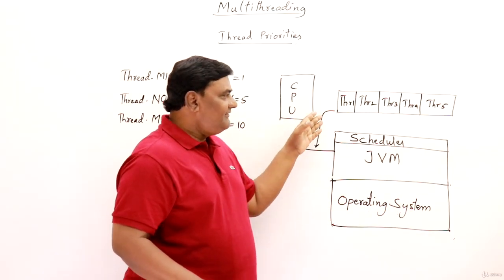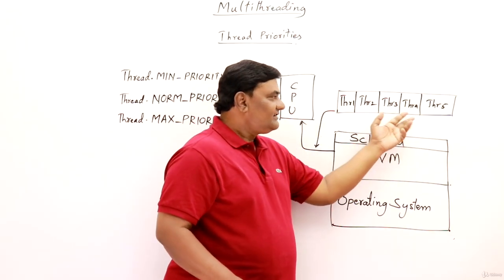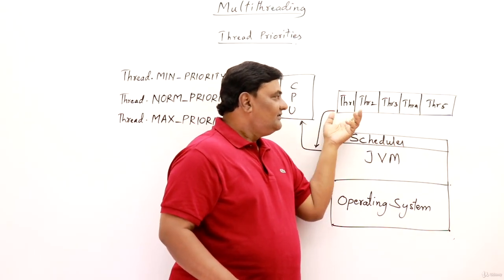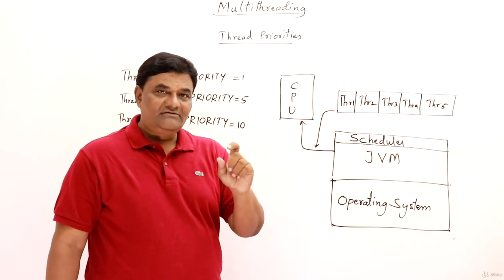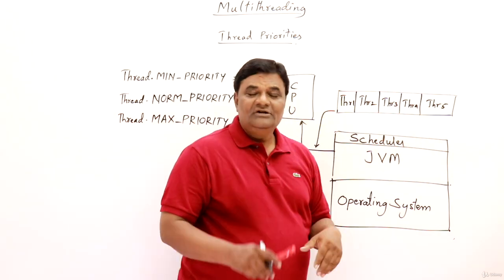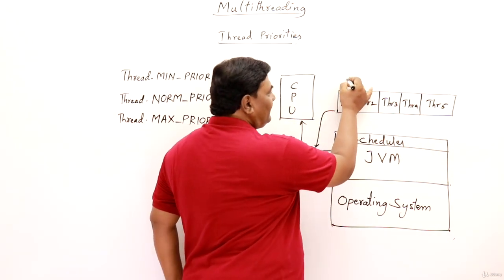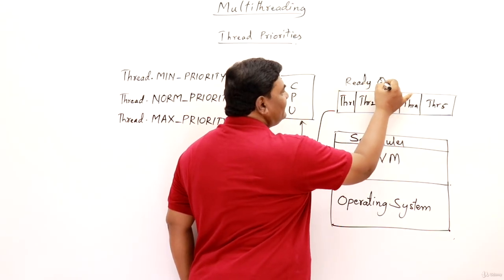Suppose a program is having more than one thread, and one of the threads is the main thread and the rest are child threads. So a total of 5 threads are there. For example, a Java program is having 5 threads. So they are in a queue. Usually we call this the ready queue. They are ready to run, right? So this is the ready queue.